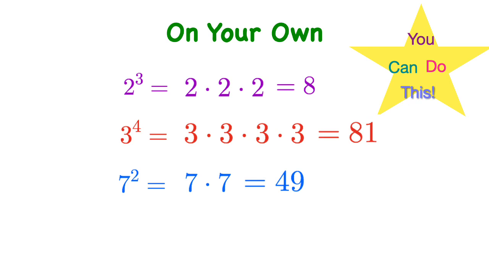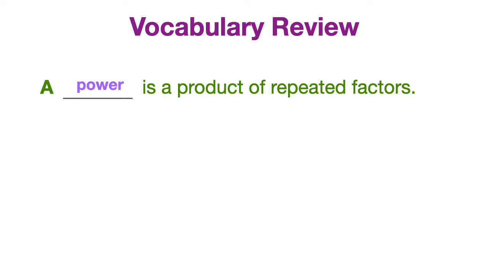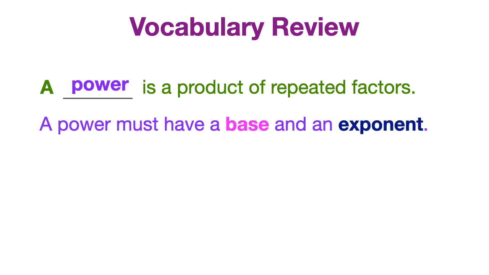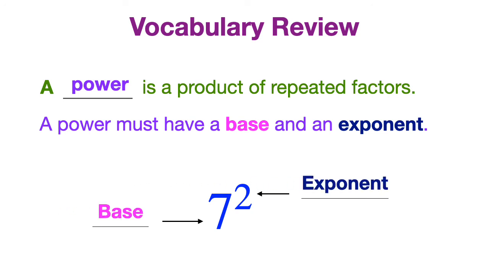All right, we're going to wrap up this video with a vocabulary review. Go ahead and fill in that blank. And yes, you know, a power is a product of repeated factors. And one more time, a power must have a base and an exponent. Here's my example of 7 to the second power. Do you remember which is the base and which is the exponent? If you said that 7 was the base and 2 was the exponent, you were exactly correct.